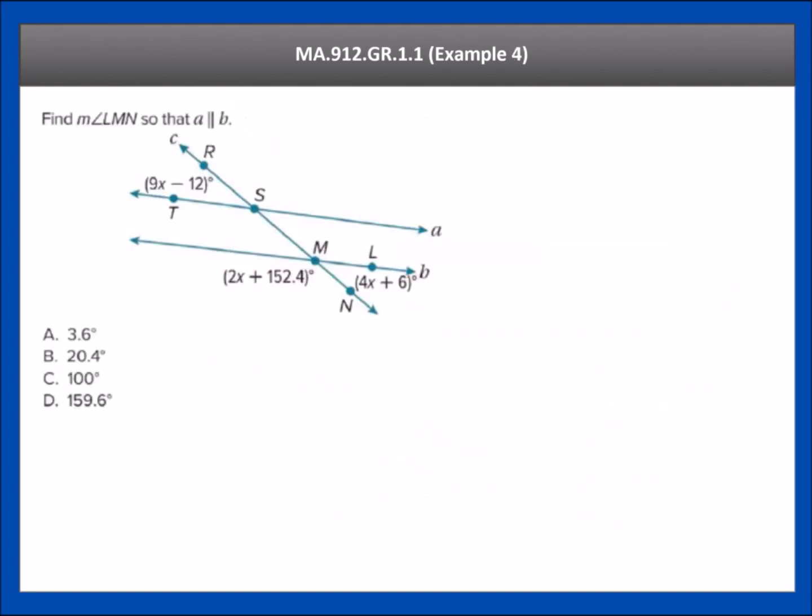So if I look at example 4, again, if these are parallel, because we want them to be parallel here, this is the symbol for parallel, well then these two angles are alternate exterior angles, and like I mentioned earlier, those two must be congruent. So therefore these two angles are congruent, so we can set them equal.